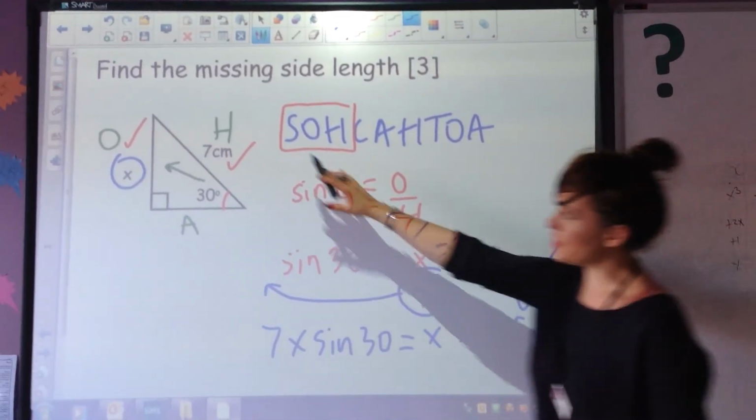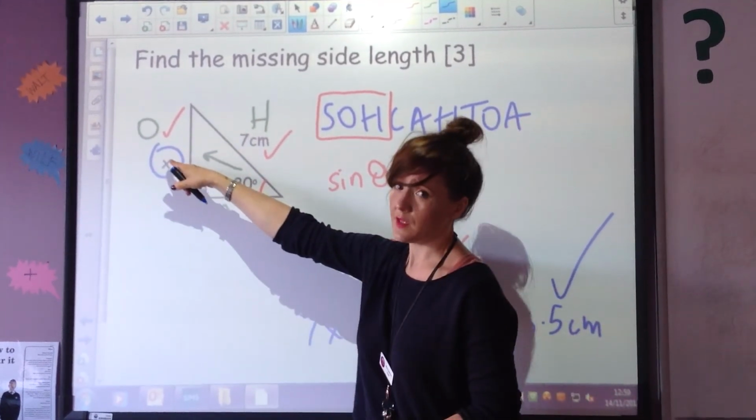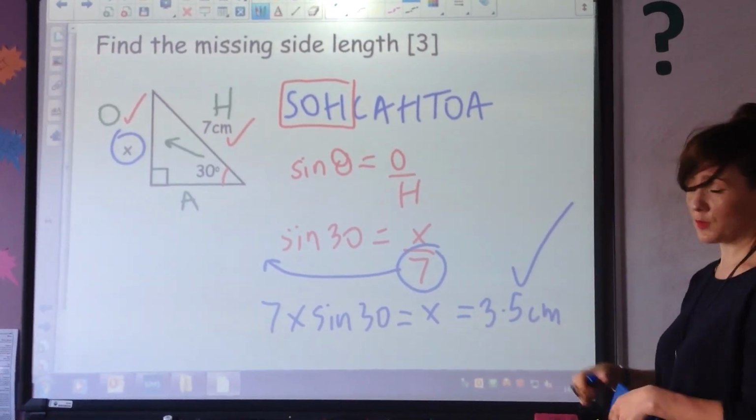Done. Okay, and if we check, this is the hypotenuse, this is the longest side, so this should definitely be shorter. So at the end, check. 3.5 looks sensible, looks okay. Question done.